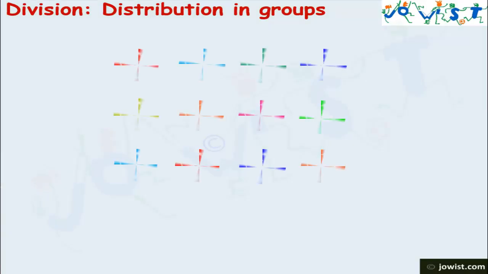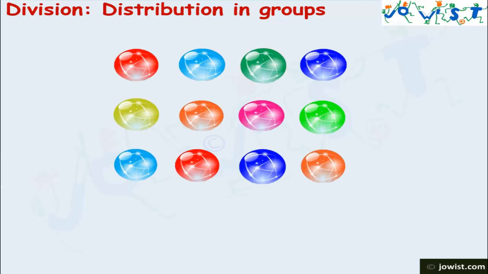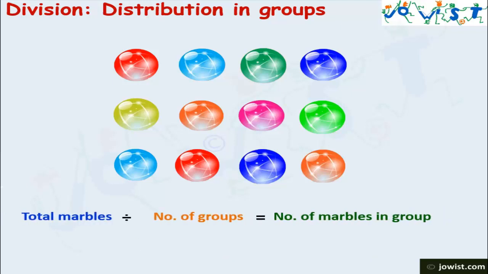Let's take another example. We have some marbles on the screen. Can you count them? Yes, there are 12 marbles. Let's make a group of 12 marbles. Let's represent it as division fact. How can we represent it? We can represent it as total marbles divided by number of groups is equal to number of marbles in a group.